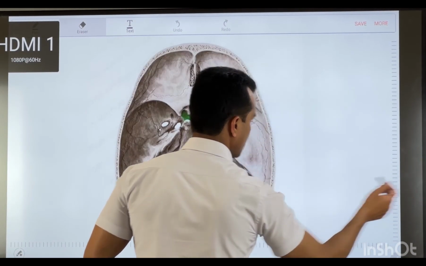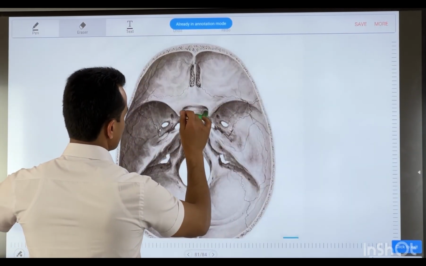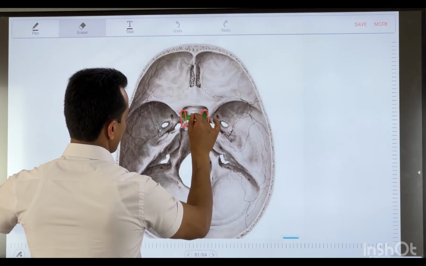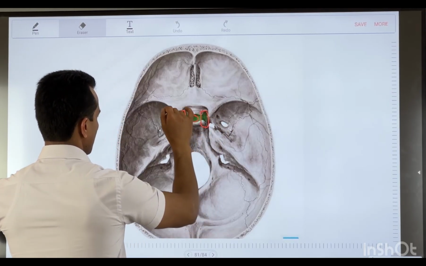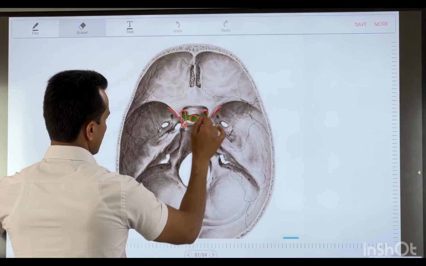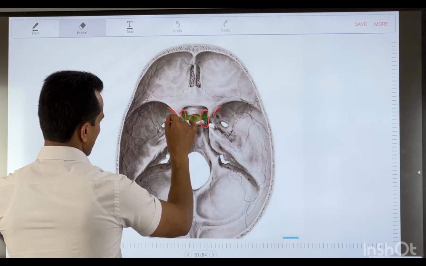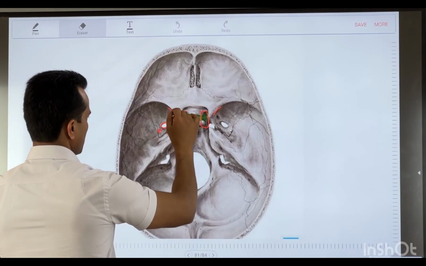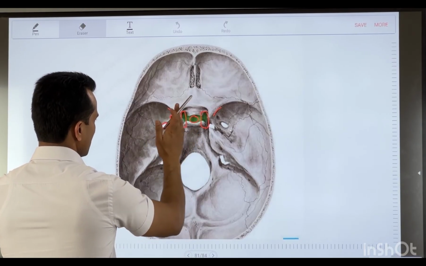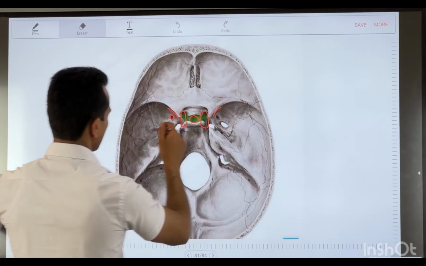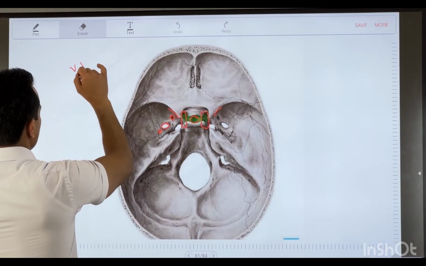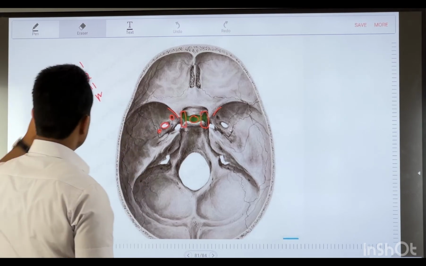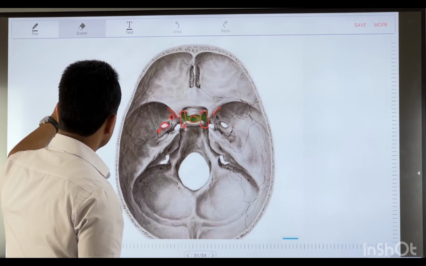Again, this is the base of skull. So this is the sphenoid bone, and here was your cavernous sinus. Here you have got the pituitary gland, and you have got the superior orbital fissure here, and then this is your foramen rotundum, foramen ovale, and this is foramen spinosum. So all these structures are passing through the lateral side. On the lateral side I have told you, you have got V1, you have got V2, third and fourth cranial nerve.